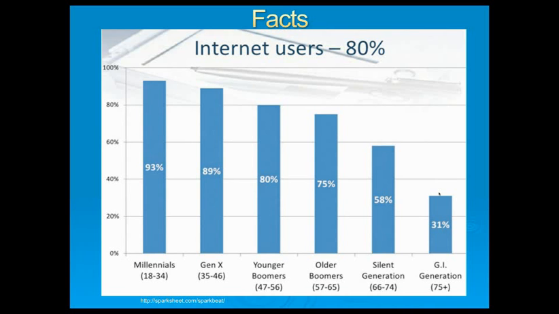And so we have about 80% of internet users. And out of those 80%, we have different age groups that are using the internet. So we have our age group from 18 to 34. That's 93% of the people in that age group are using the internet. We have people who are 75 plus, and that's 31%. So even that's a significant amount of people on the internet.